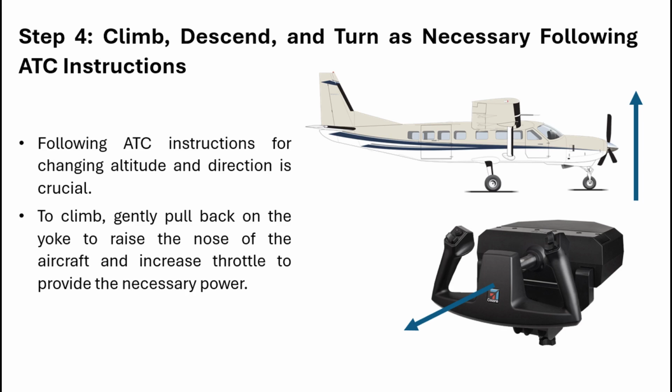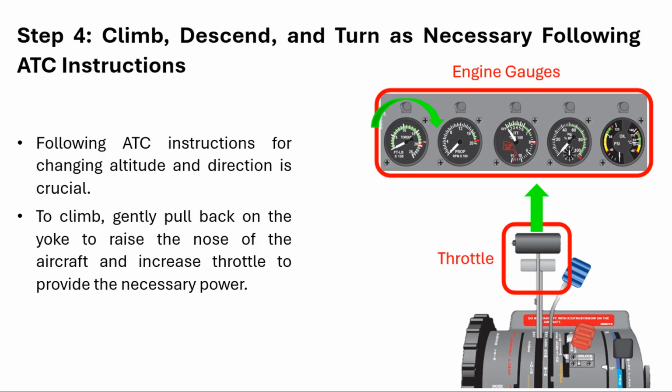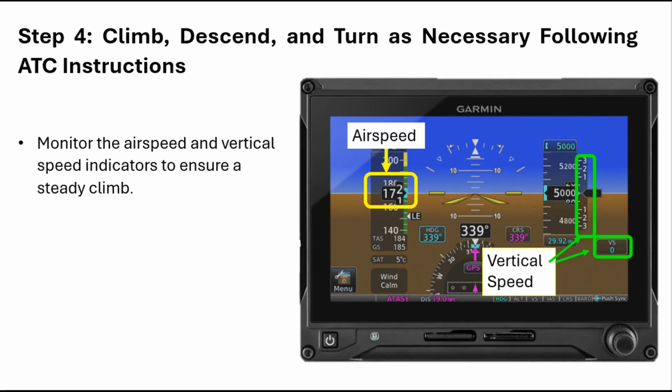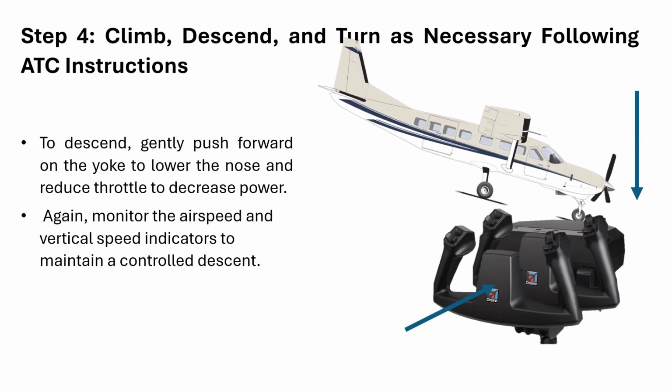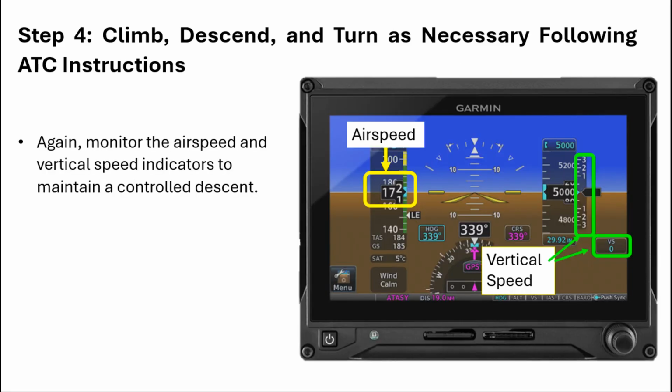Step 4. Climb, descend, and turn as necessary. Following ATC instructions for changing altitude and direction is crucial. To climb, gently pull back on the yoke to raise the nose of the aircraft and increase throttle to provide the necessary power. Monitor the airspeed and vertical speed indicators to ensure a steady climb. To descend, gently push forward on the yoke to lower the nose and reduce throttle to decrease power. Again, monitor the airspeed and vertical speed indicators to maintain a controlled descent.